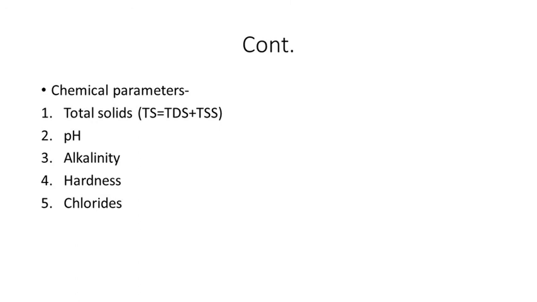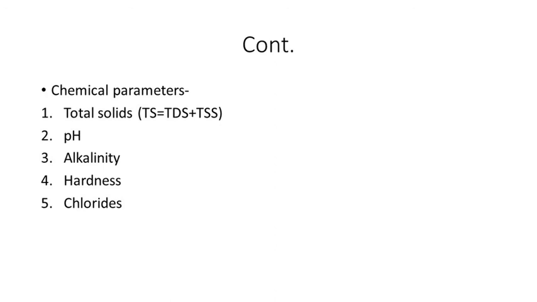What is temporary hardness? Temporary hardness is due to the presence of bicarbonates and carbonates. And permanent hardness is due to the presence of sulfate and chloride of calcium and magnesium. So these are basically the two types of hardness.